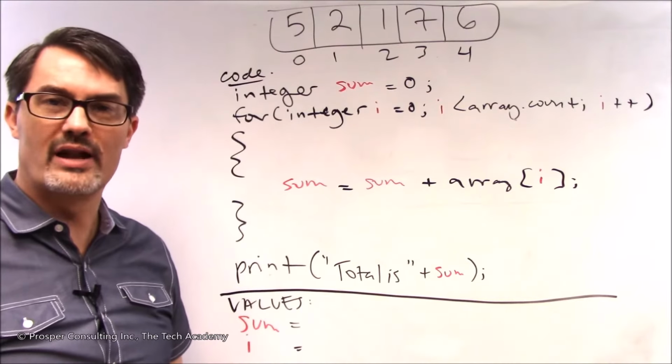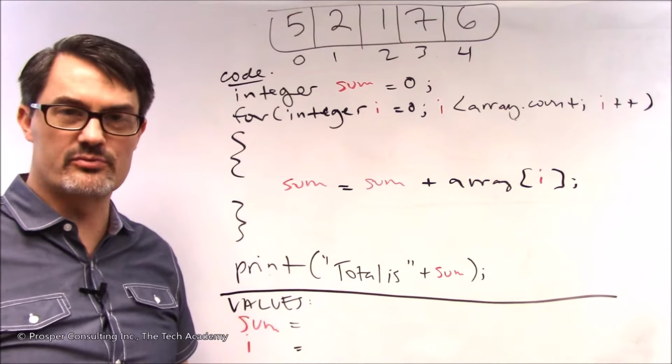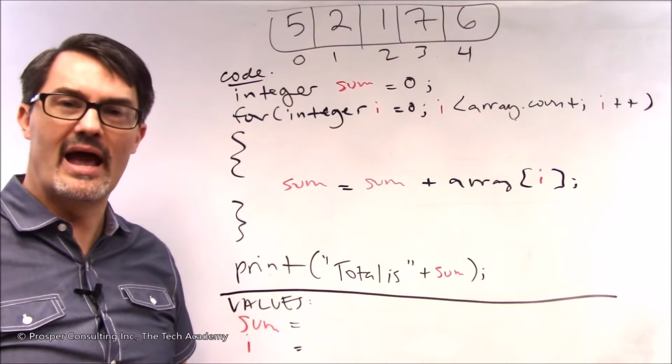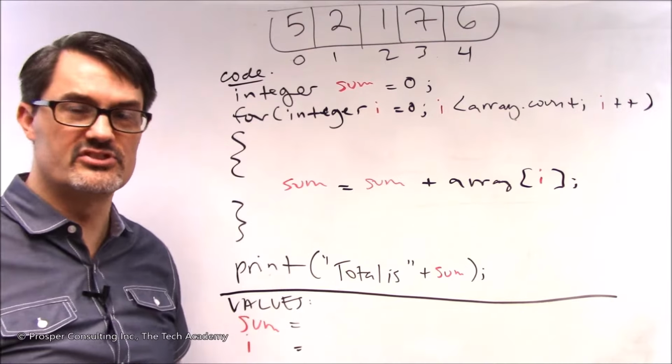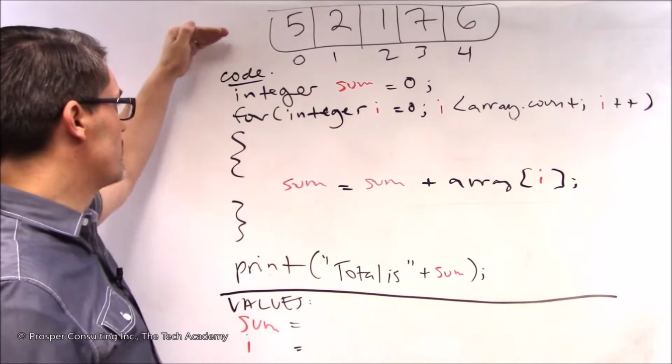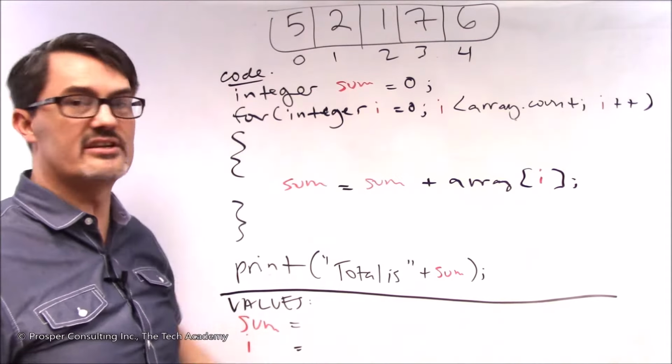Okay. We're now going to go through this code one tiny step at a time, and we're going to illustrate the process of adding up all the numbers in the array and how the code actually does that. So, when the computer hits the first statement, it creates a variable called sum. It initializes it to value 0.